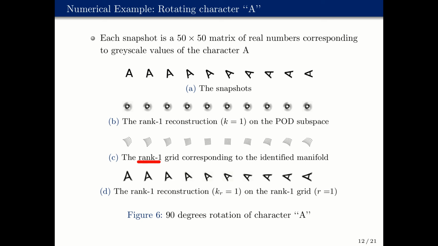To have a rigid body rotation, we have to increase the rank of the grid from 1 to 2. So I have done that and have solved the minimization problem for r equal to 2, so the rank of the grid equal to 2, and plotted in C. And you see the reconstruction of the solution on this rank 2 grid is closer to the snapshots.